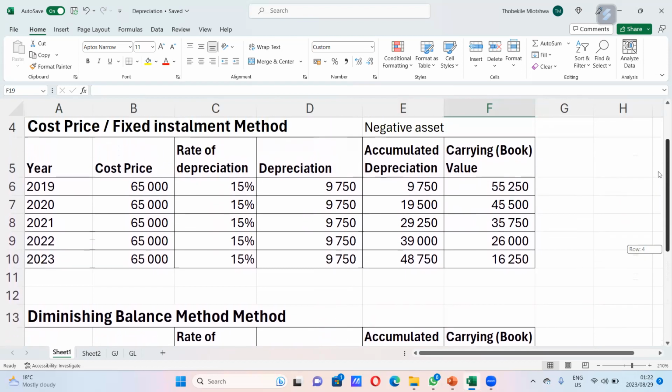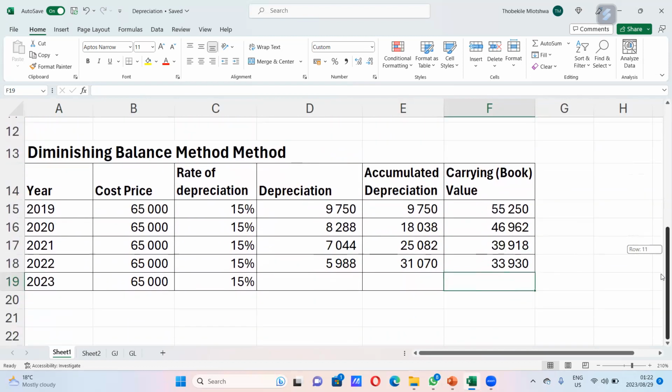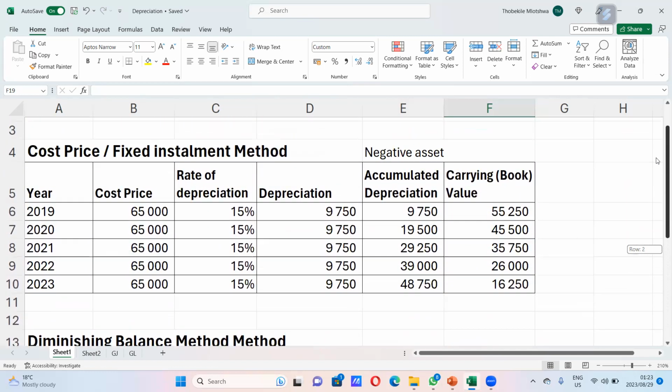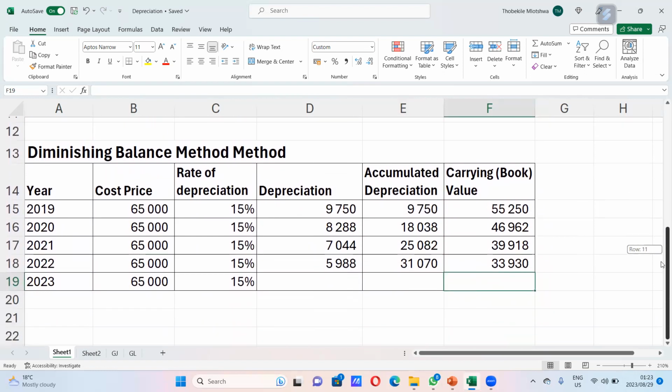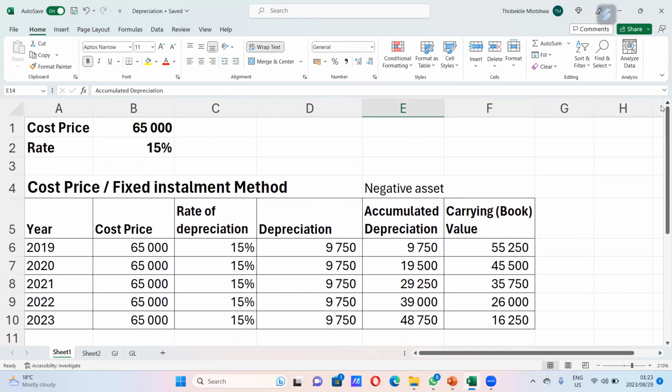This will be the end of this lesson, where you understand the difference between the cost price method, which is also called the fixed installment method, and the diminishing balance method. And the two accounts you learned are depreciation, which is an expense, and accumulated depreciation, which is a negative asset.